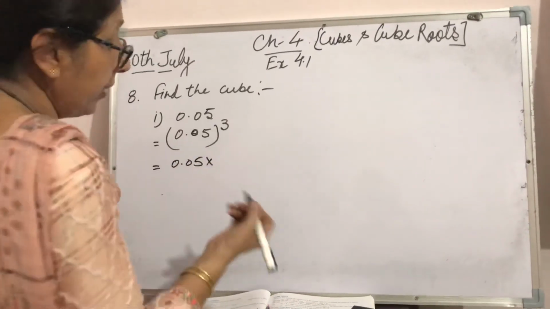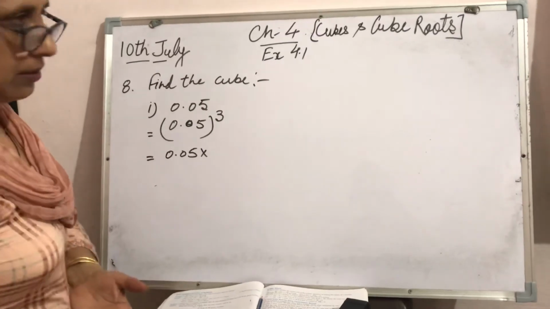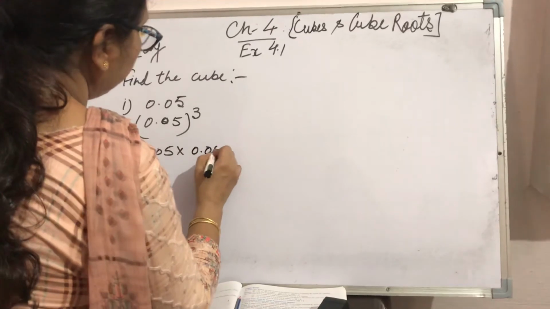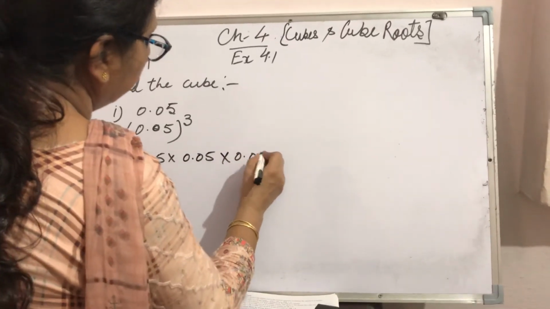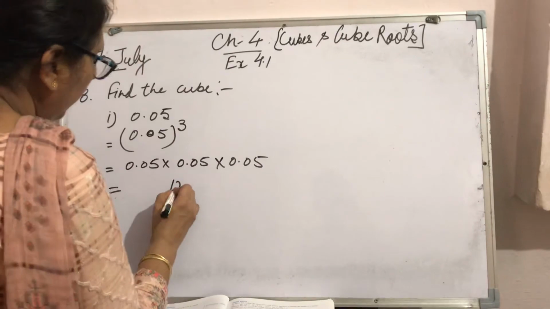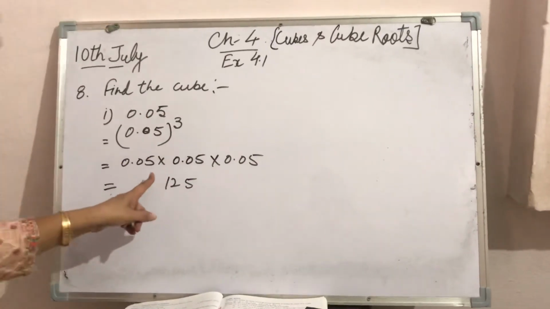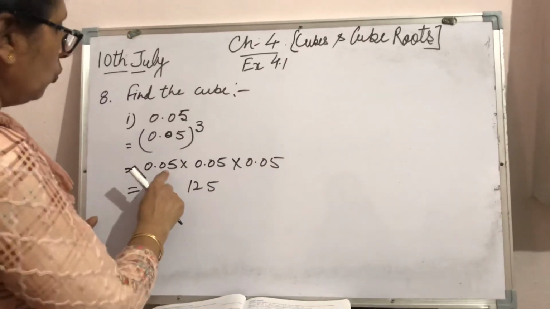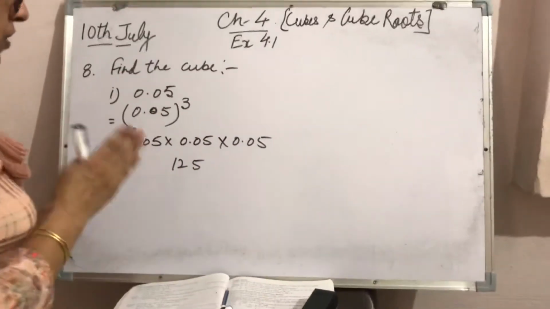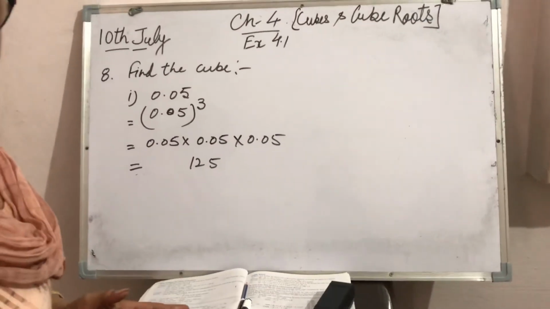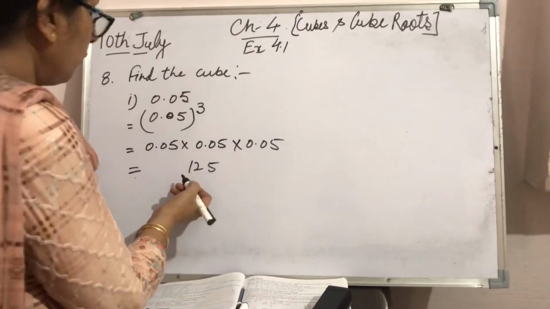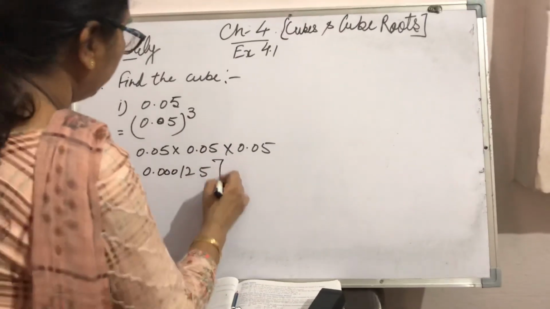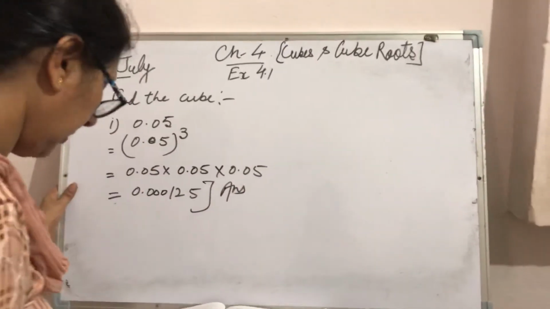0.5. You can do directly 5 5s are 25, 25 5s are 125, but take care of decimals. Now this is 125, but we have to check the decimals. In decimal part, total digits are 2 plus 2 plus 2, 6. So we should have total 6 digits in decimal part. So 3 digits we have already, 1, 2, 3. So this is the cube of this number.